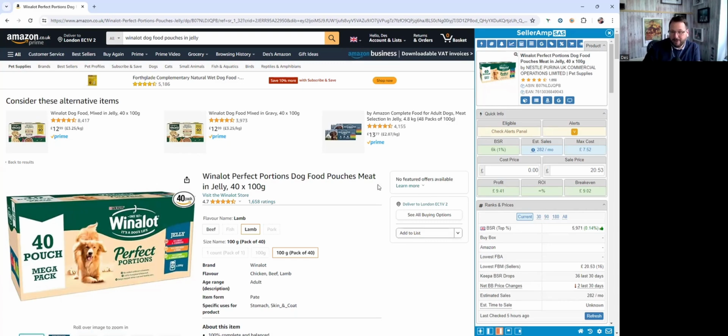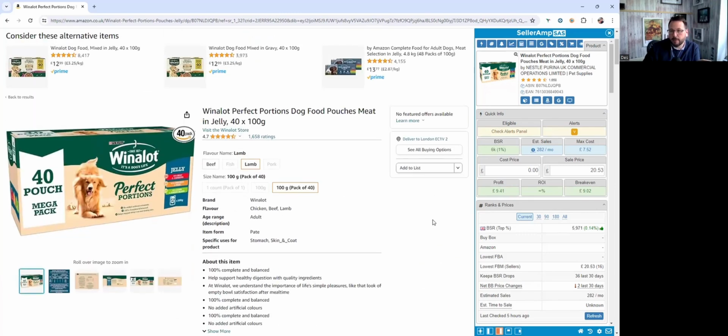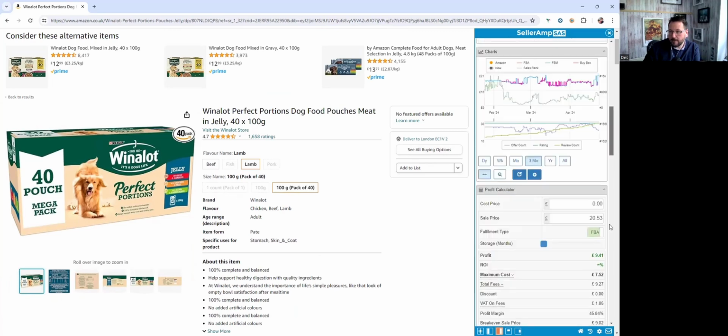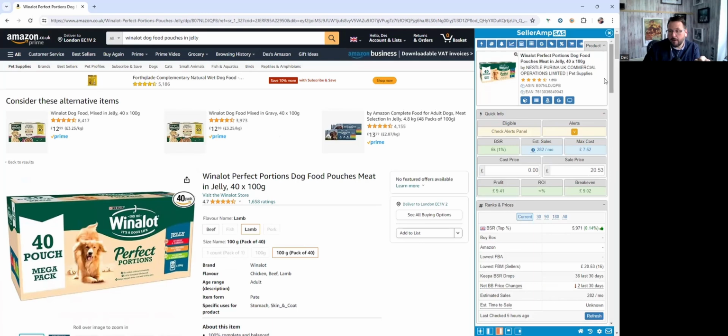So have a look here. Look, you'll notice straight away there's no buy box. Big white space where the buy box usually is. And there's the other buying options. Straight away, what we'll do is we'll go down and just show you on the buy box analysis what it looks like. There it is, look, suppressed. Big section of that. It's been suppressed 30% of the time. This is being sold right now, £20.53.